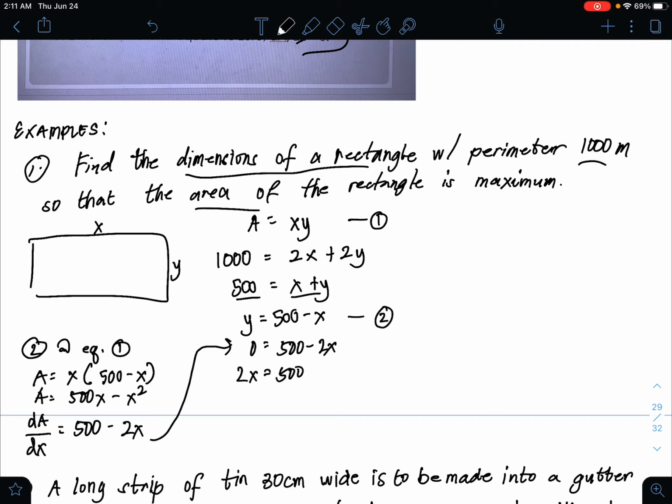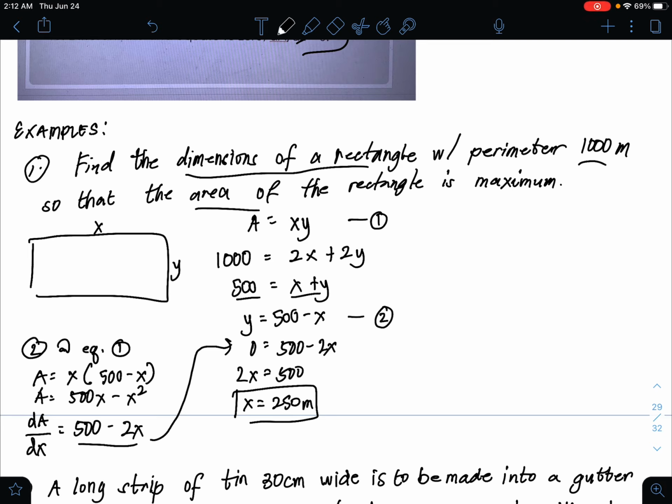So, since there is only one value of x, isa lang ka value of x, right? So, we can have this one as our maximum value automatically. Later on, nato example na pangitaon nato si maximum value, minimum value before nato i-substitute diretso sa given. So, kani, automatic na si x is 250 meters.